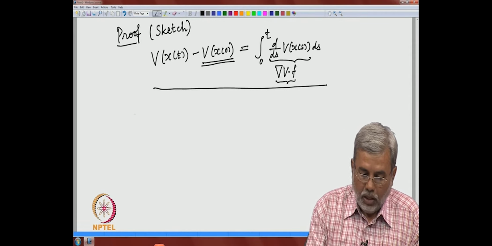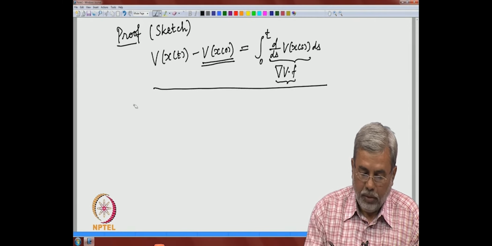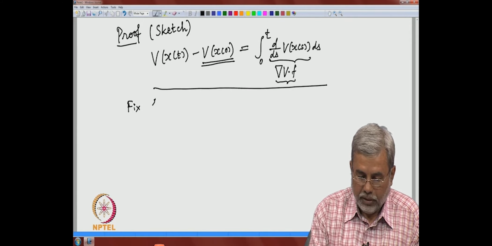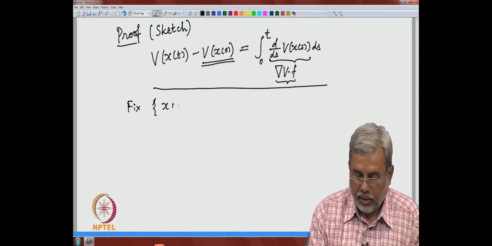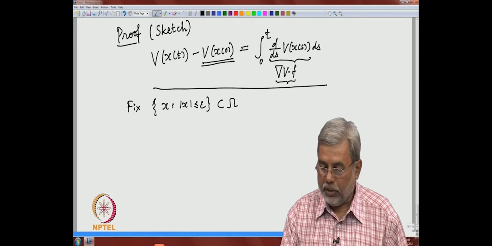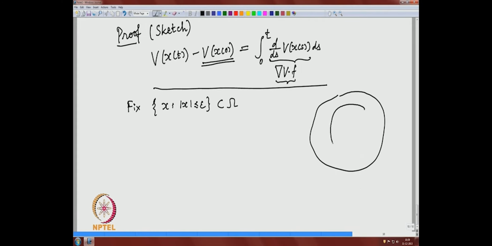So, again you start with, fix one ball, fix this x such that mod x less than or equal to epsilon, and this is in our omega. Okay. So, this omega there, and this is x epsilon, and now I take another one, delta, here. Okay.